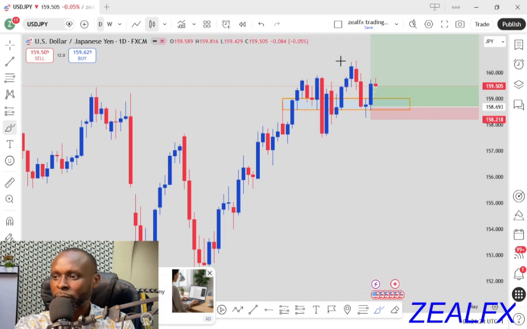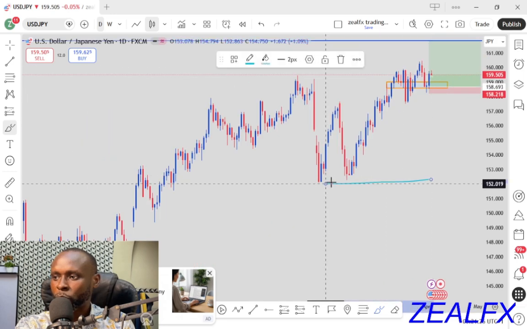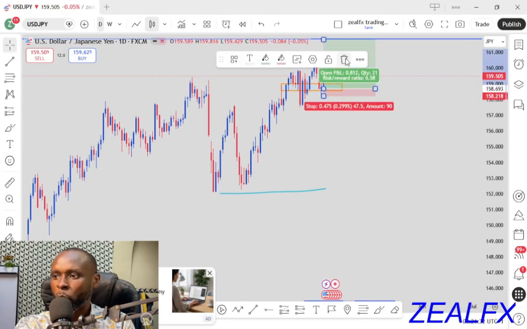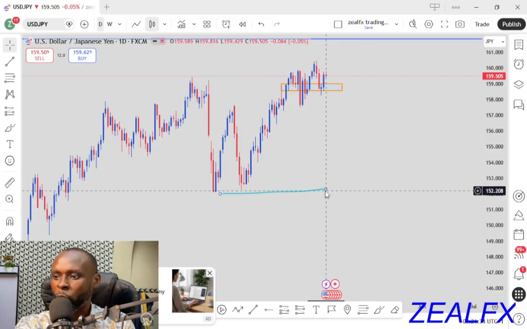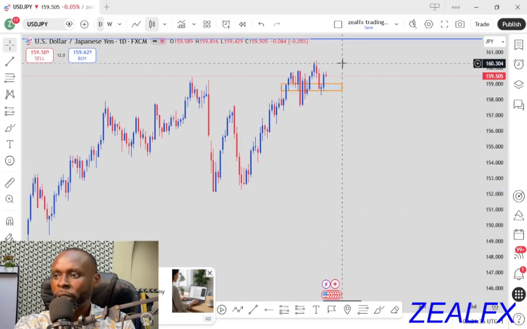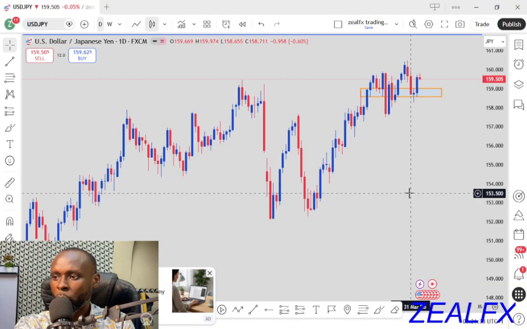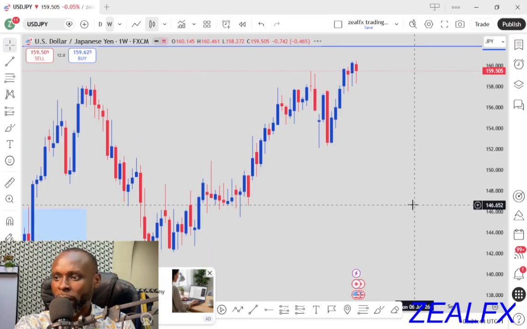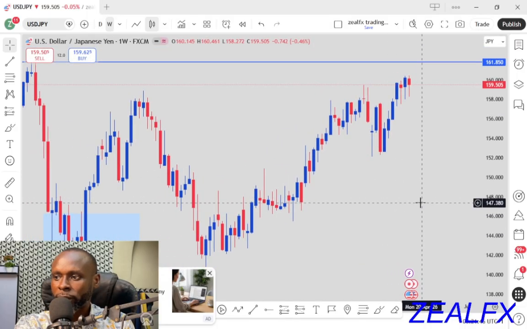This week we are still expecting price to continue to push higher on the USDJPY on the daily chart. But we also need the weekly to confirm if there will be a possible more buying opportunity on the weekly chart. So let's go to the weekly chart to confirm if there's a possible buying opportunity on the USDJPY.